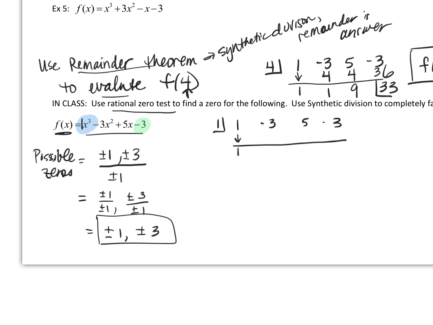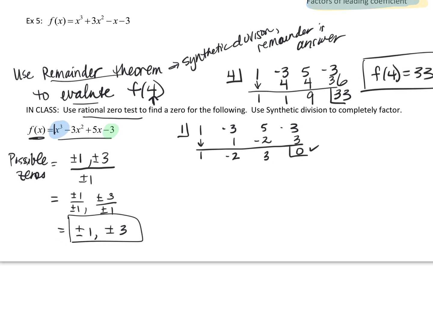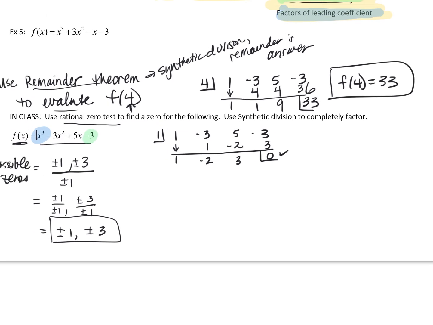So if I bring 1 down, 1 times 1 is 1, negative 2, 5 minus 2 is 3, 3 times 1 is 3, and there it is, 0, right? Okay, so we've confirmed it. This is your proof that it works. Now notice what it says. The directions say use synthetic division to completely factor.